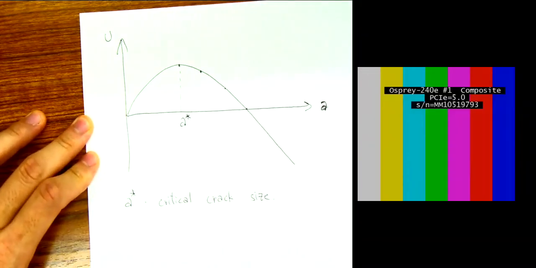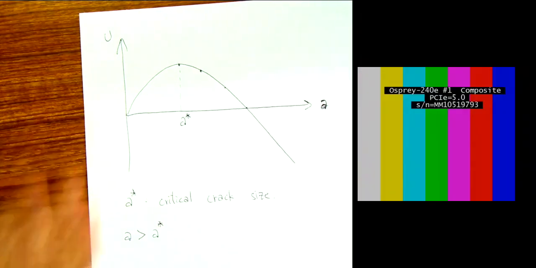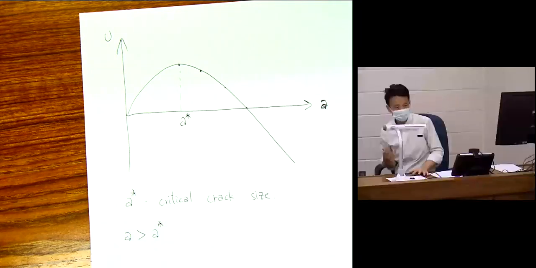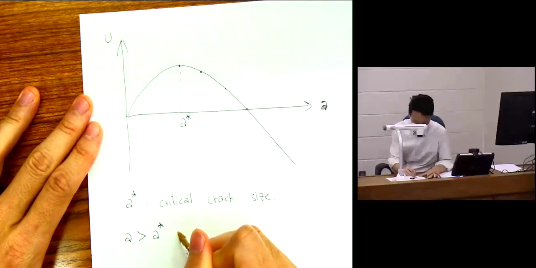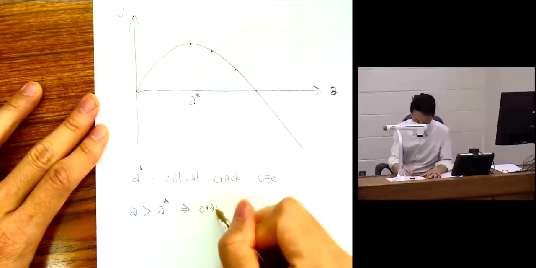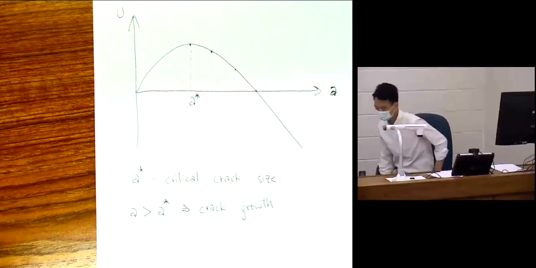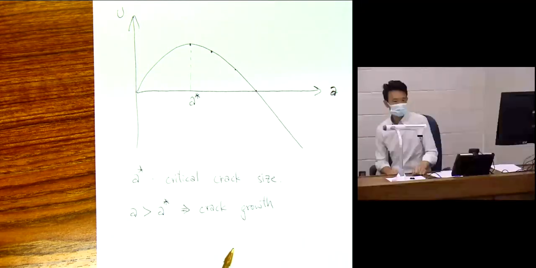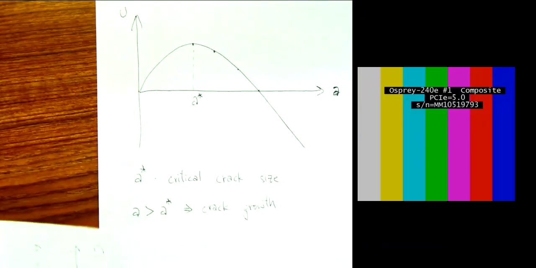And what we just considered is that my pre-existing crack length is A, and this is larger than the critical crack size. I'm going to have crack growth. Condition number one, crack growth, or crack advancement. That's because this is a more preferred configuration. Now think about it. So this is the total energy.